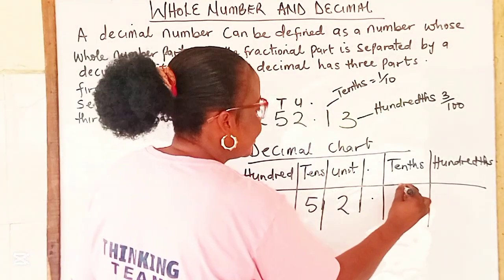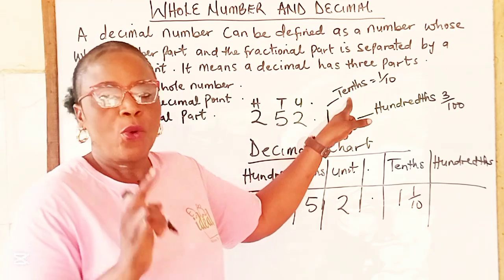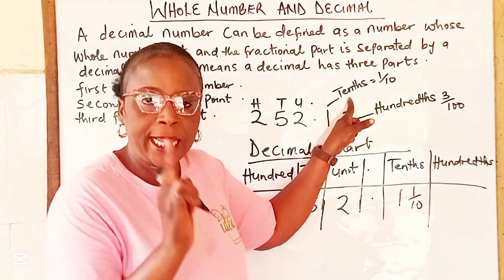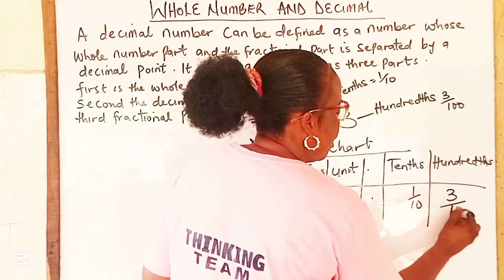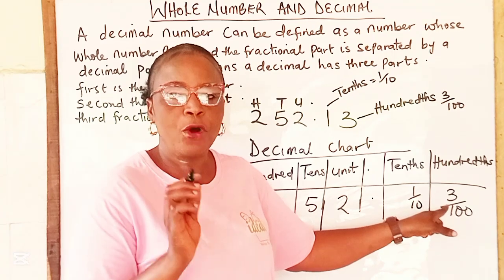We have our tenth, 1/10. This means 1 out of 10. 1 part out of 10. Then these are hundredths, 3/100. This means 3 out of 100.